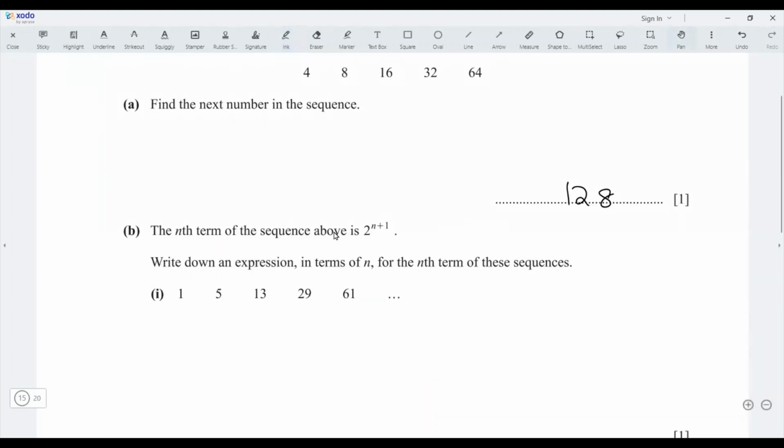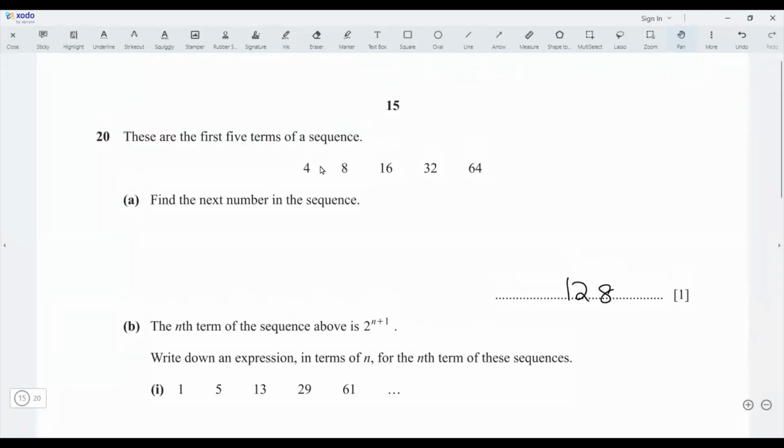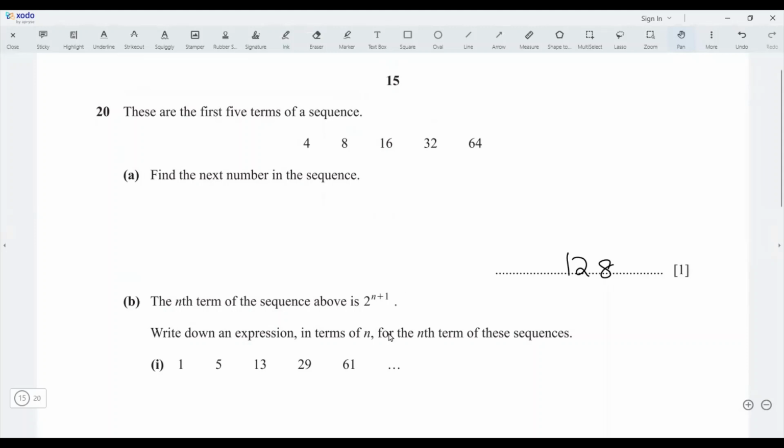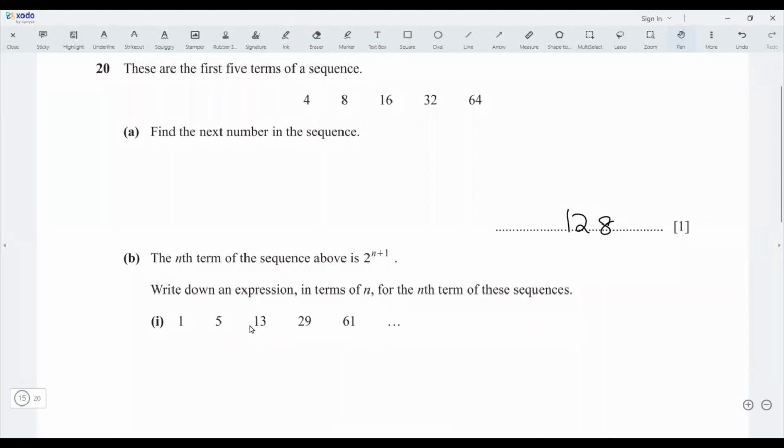They are saying that the nth term of the sequence above is 2 raised to the power of n plus 1. This is, you can say, the nth term for this sequence. So what we have to do, they are saying, is write an expression in terms of n for the nth term of this sequence.